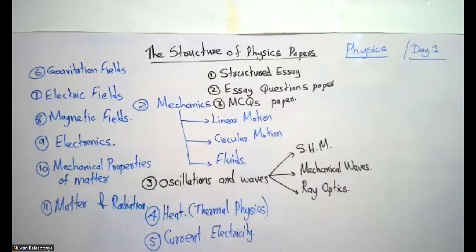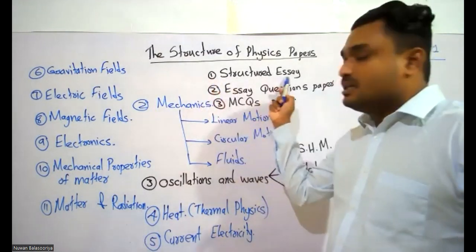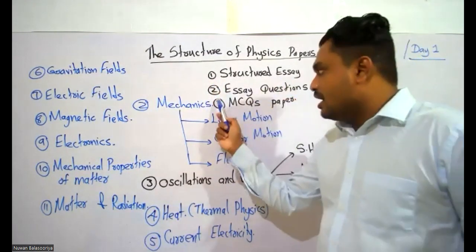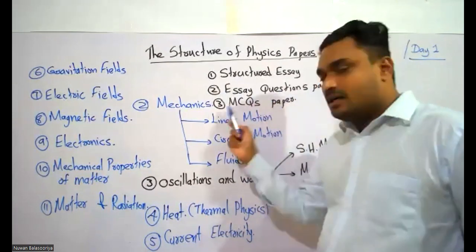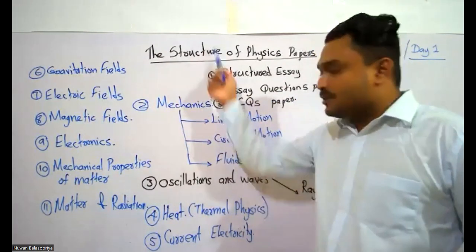Heading is the structure of physics papers. Under that, please write a student should answer for 3 papers. Right. Now put 1, 2, 3 and write. Number 1, structured essay questions paper. Number 2, essay questions paper. Number 3, MCQs paper, multiple choice questions paper. Write them there.